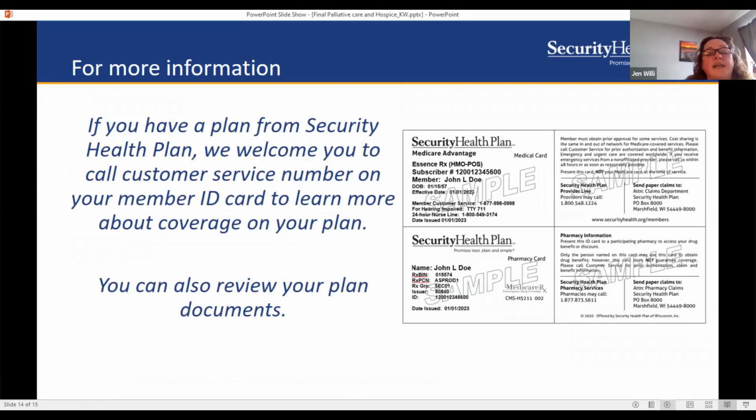Now, for more information, if you want information on specific agencies that exist in your area, or information about coverage and you're a Security Health Plan member, we welcome you to call the customer service number on your member ID card to learn more about the coverage on your plan, or you can also review your plan documents. If you're not a Security Health Plan member, I would encourage you to contact your insurance company as they'll be able to offer you more direction.